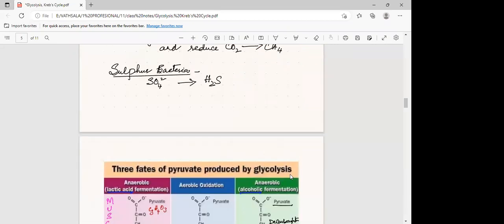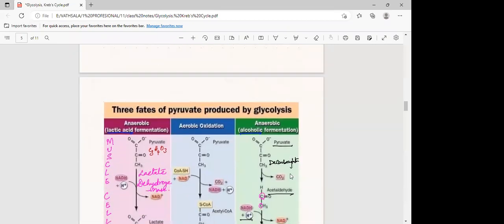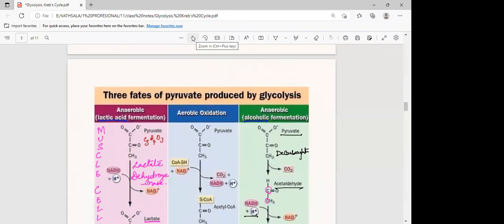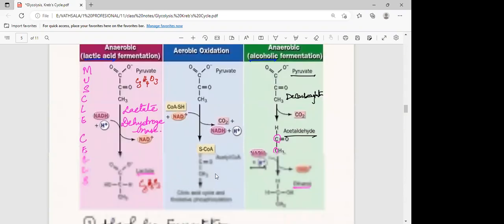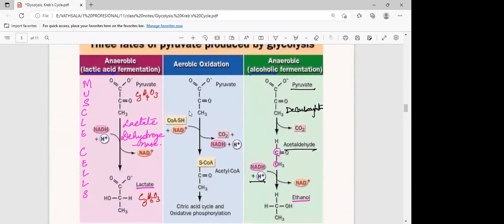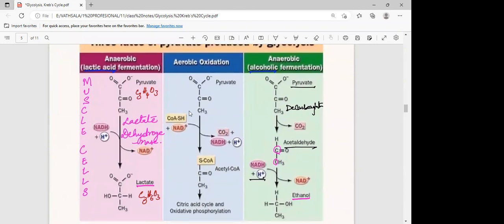Next is, what is the fate of this pyruvate that's produced? This is the complete picture I have given here, a beautiful image which I could get from a publisher's book. Please look into this. The fate of pyruvate is given in this picture. Once pyruvate is formed in the cytoplasm, in anaerobic respiration the further breakdown of pyruvate takes place there only. I want you to take a keen look at it.